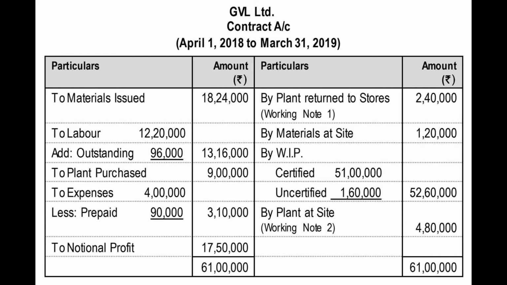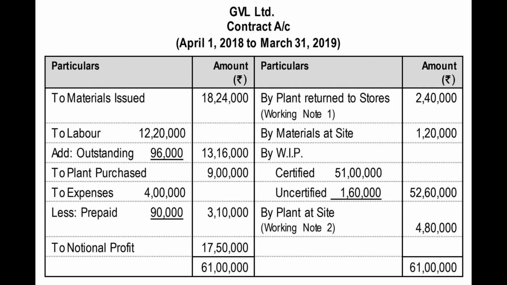Why do we have to add outstanding expenditure? Because the outstanding expenditure as on 31st March 2019 is related to this period and should be considered as expense. That is the reason why it is added. Whether it is paid or not is immaterial. Whether it is incurred or not is material. So if it is incurred in the period, it should be recorded in the period itself, is the concept. So to labor 12,20,000, add outstanding expenditure 96,000, go to the outer column, update 13,16,000.